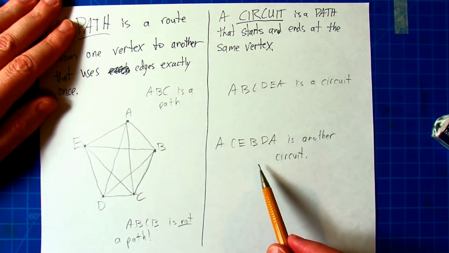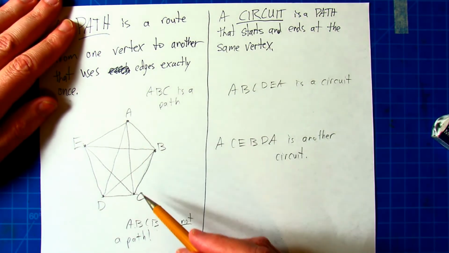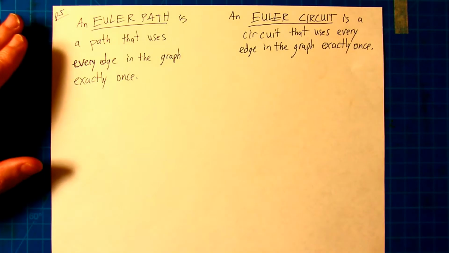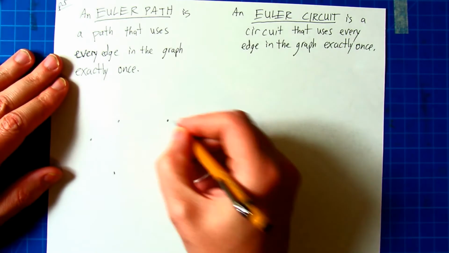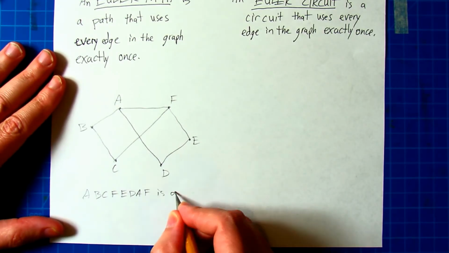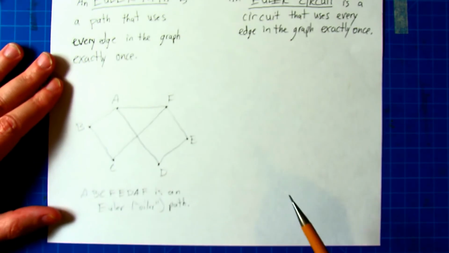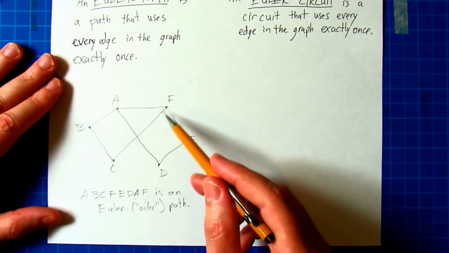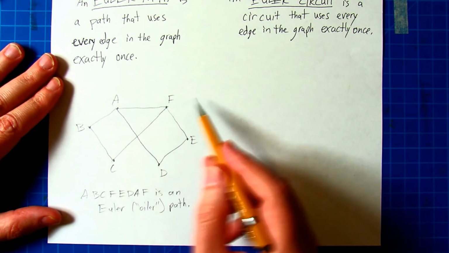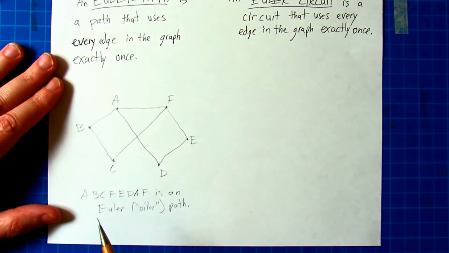If I do this misformed star in the middle, you get ACEBDA, which is another circuit. A special kind of path is called an Euler path. It's a path that uses every edge in the graph exactly once. In this graph, if I go A, B, C, F, E, D, A, F, you could count off that I have used every edge exactly once. It's a path, and it uses every edge, but I have not come around to where I'm starting.